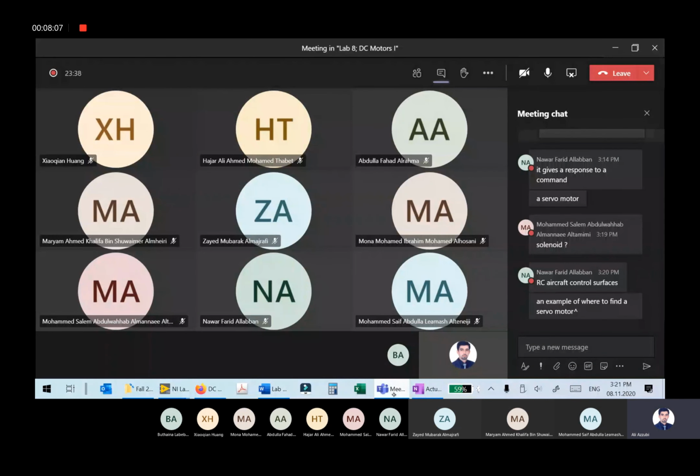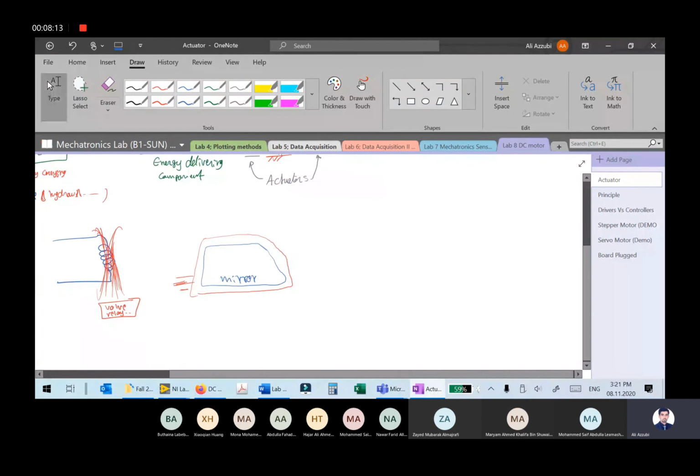Example to find a servo motor. Yes, RC aircraft control servo. Yeah, this is nice. Right. So again, generally in these aerospace applications, you might have this.